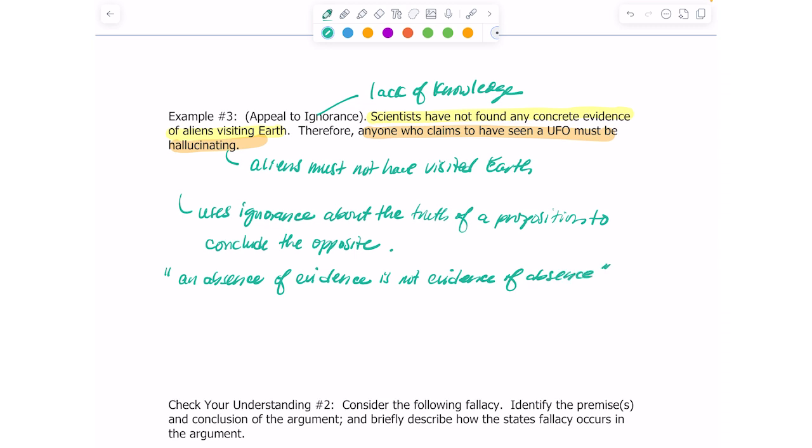And appeal to ignorance has a specific format too. It's basically, there is no proof that P is true. Remember, P is just a statement. So here it's, there's no proof that aliens exist. Okay, so therefore, P is false. So since there's no evidence that aliens exist, then aliens don't exist, right? But that is an appeal to ignorance. That's a fallacy.